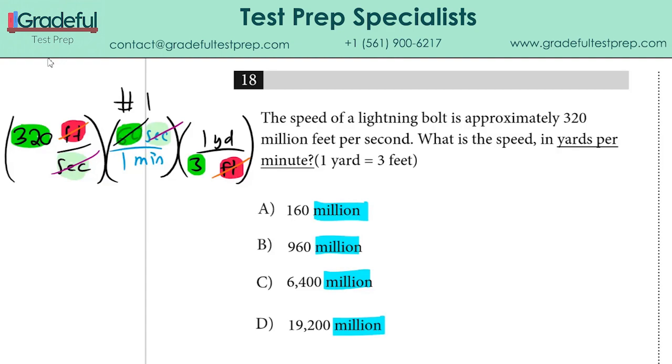We have a 60 on the top and a 3 on the bottom. If you divide them both by 3, you get 20 on top and 1 on the bottom. So now, instead of multiplying 320 by 60 and dividing by 3, we're simply multiplying 320 by 20, and that'll be our answer. And 320 times 20 is 6,400, and so that's 6,400 million, as we said, and the answer for number 18 is C.